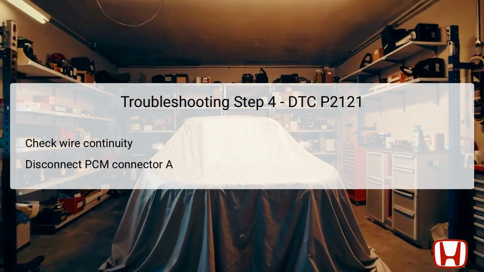With both the APP sensor and the PCM connectors disconnected, check for continuity between test points on the sensor and the body ground. If continuity exists, this indicates a short circuit is present in the APS1 wire between the PCM and the APP sensor. If no continuity is found, the APS1 wire may not be shorted, allowing you to move on to the following step.